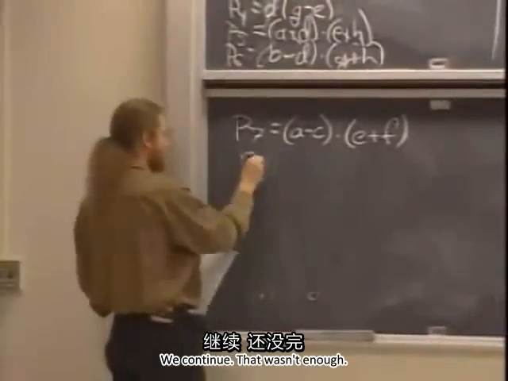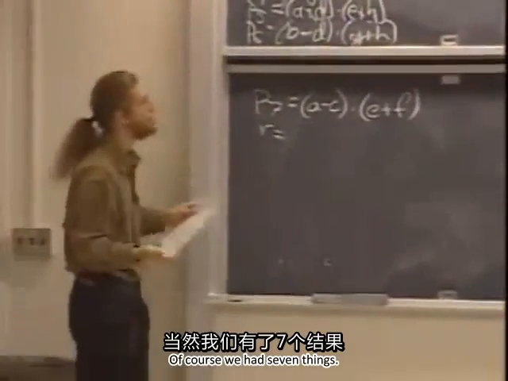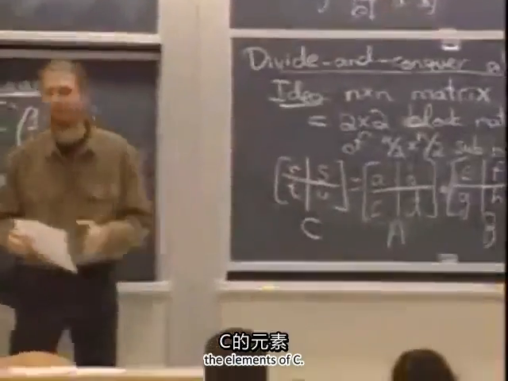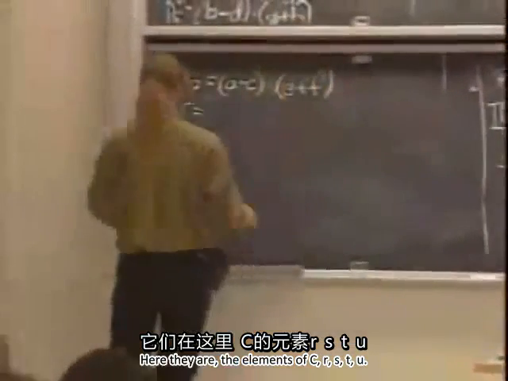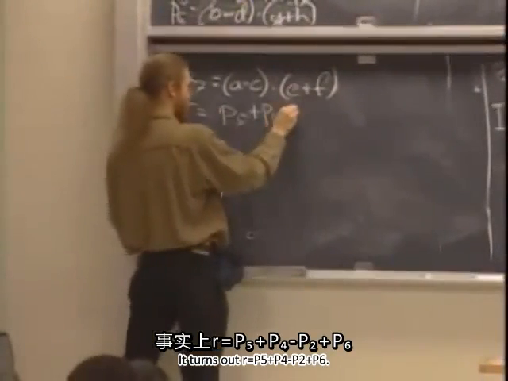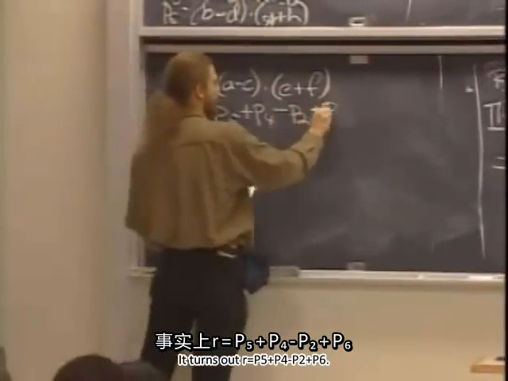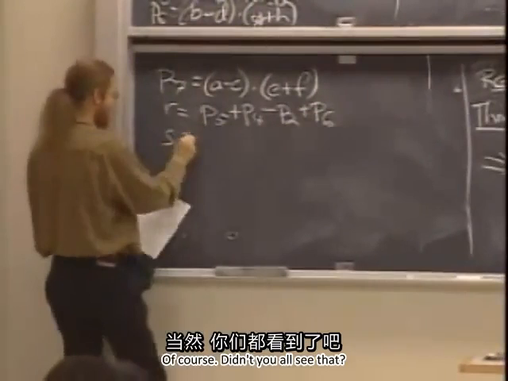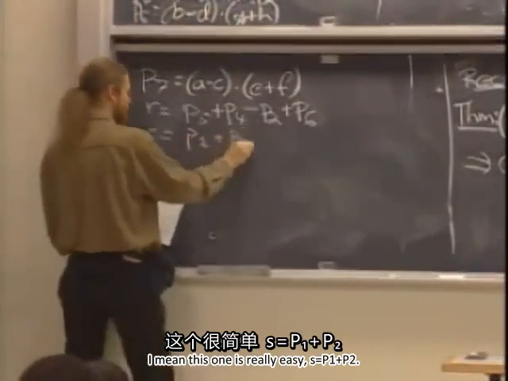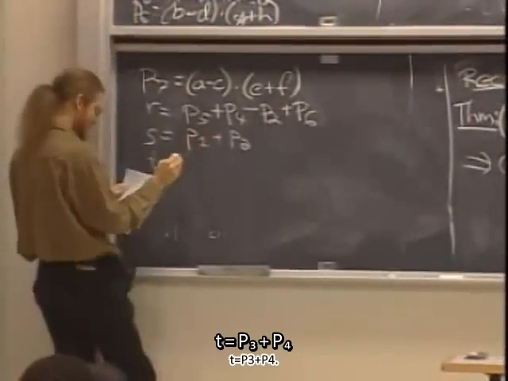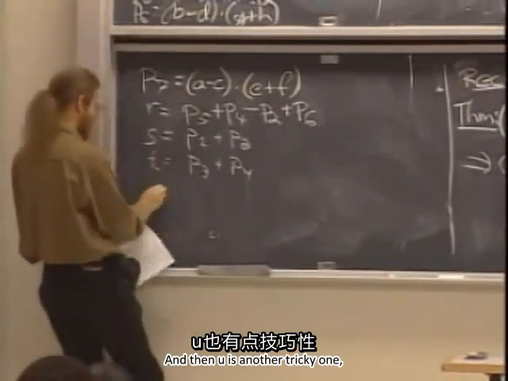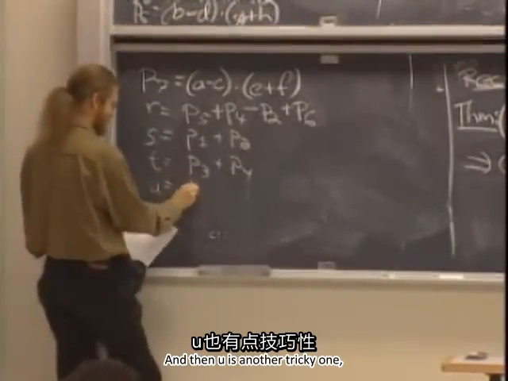Okay, we continue. That wasn't enough. Of course, we have 7 things. Clearly, we have to reduce this down to 4 things, the elements of C. So here they are. The elements of C, R, S, T, U. Turns out R is P5 plus P4 minus P2 plus P6. Of course, didn't you all see that? S is, I mean, this one's really easy, P1 plus P2. T is P3 plus P4. I mean, that's clearly how they were chosen. And then U is another tricky one.